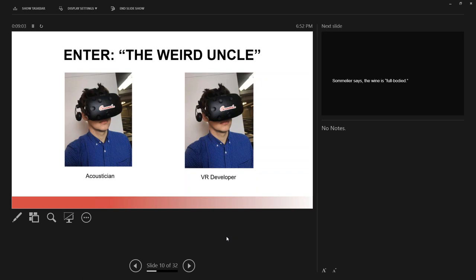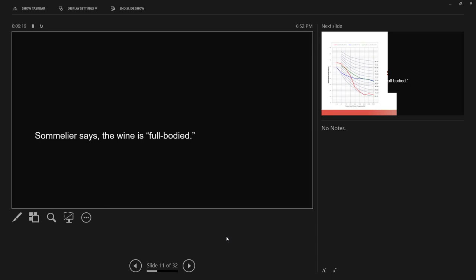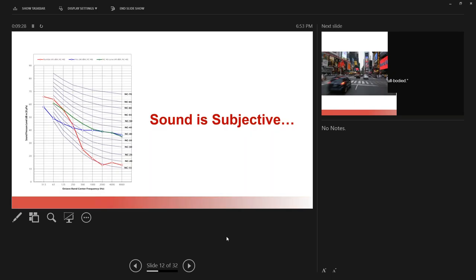And I compare this, the reason there's two of me is because VR is also sort of a strange field. What I hope is interesting about this talk is that it's the combination of two strange fields that has created something really practical, I think. So why do acoustical VR? The sommelier says the wine is full-bodied. People use words to communicate subjective feelings. Sound does not exactly have corollaries. What I mean to say is, I don't know if you know the term NC40. This building is rated NC40.